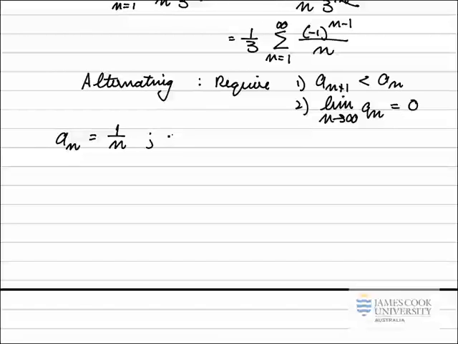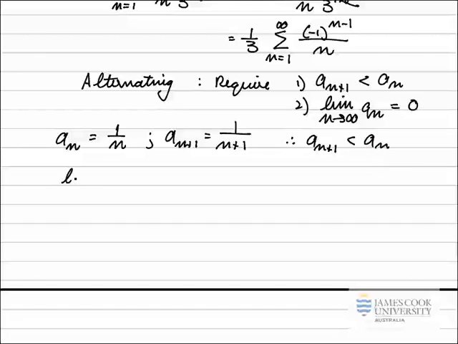Using that, I can write down the expression for a_(n+1). It's just 1 over n plus 1. To go from a_n to a_(n+1), we increase the bottom line, which decreases the whole term, and so therefore we can see from that that our first condition will be satisfied. 1 over n plus 1 is smaller than 1 over n for all values of n. So our first condition is satisfied.